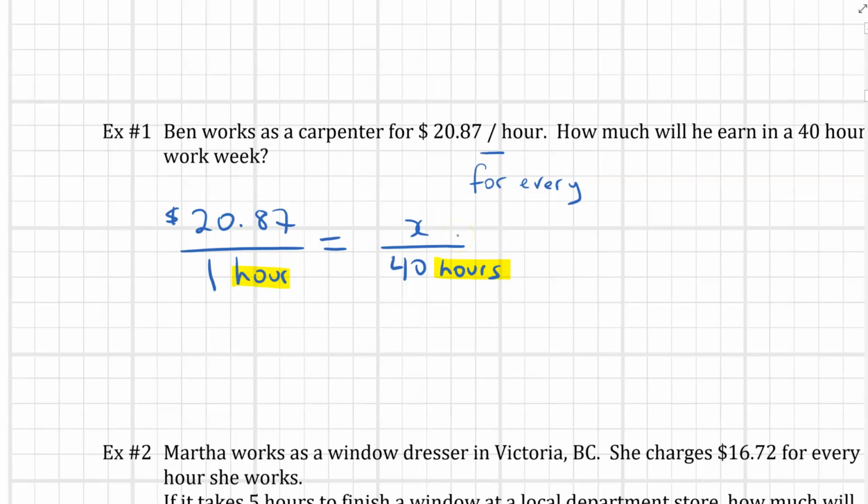Okay, so now even at this point, there's a couple ways to go. One thing that you can do is you can say, hey, this is kind of an easy one. If I multiply this times 40, then I need to multiply that times 40, because you kind of see the pattern. So you can just type in your calculator $20.87 times 40 and then you get the answer.